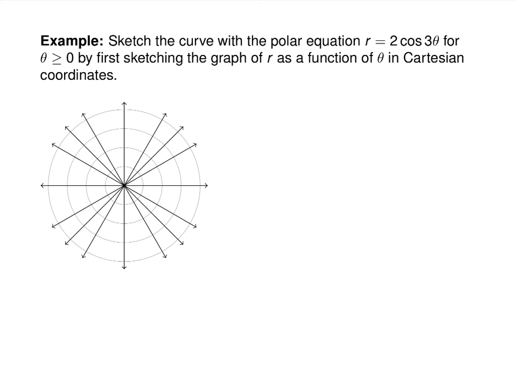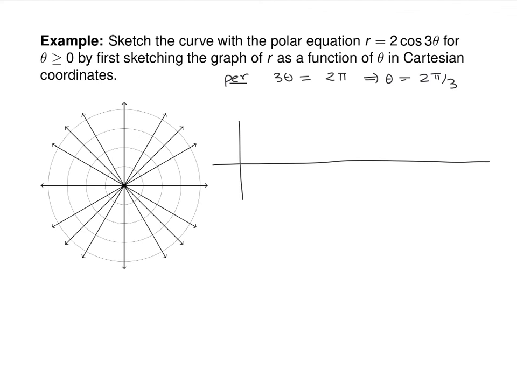So we're going to sketch r equals 2 cosine of 3 theta. First we must find the period of this function. So we have 3 theta equal to 2 pi, so theta is 2 pi thirds. By 2 pi thirds, this cosine has gone through one entire cycle. So here's 2 pi thirds.